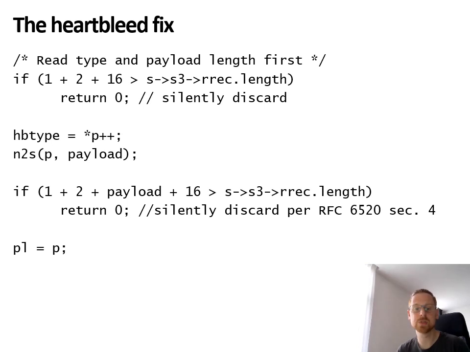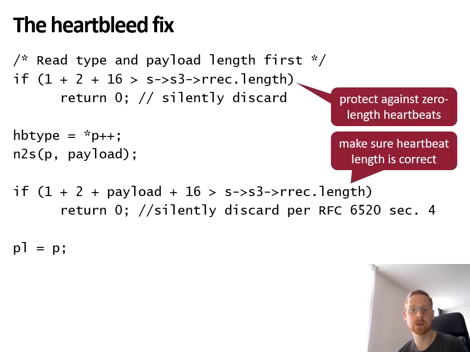Here, for your information, you can see the fix to the problem. It's only a few lines of code, and they fixed the Heartbleed bug. So it's basically 2 checks that check whether the heartbeat is not 0 characters long, and to make sure that the length that was provided by the client is actually the real length of the heartbeat message.